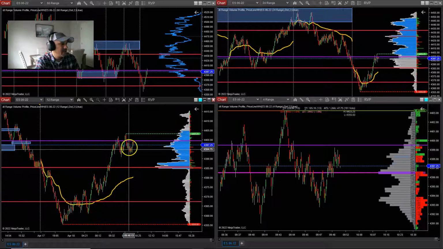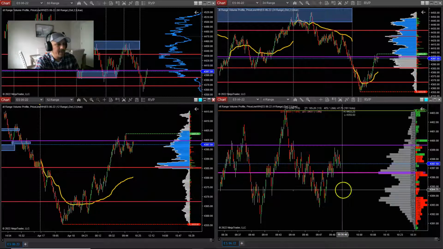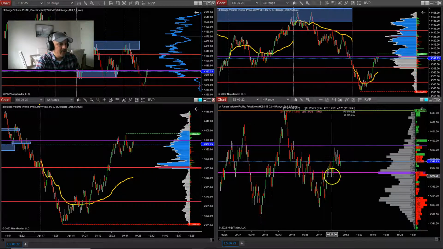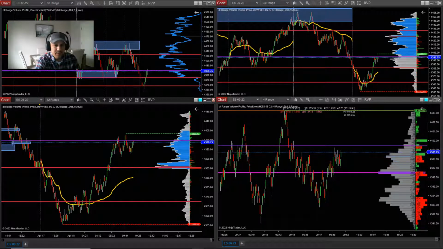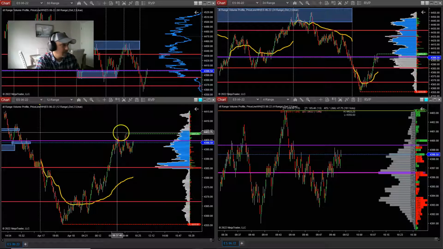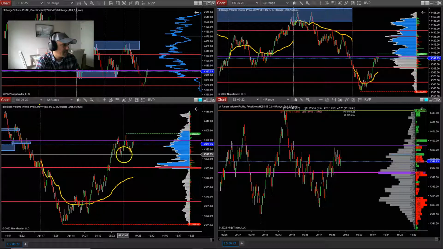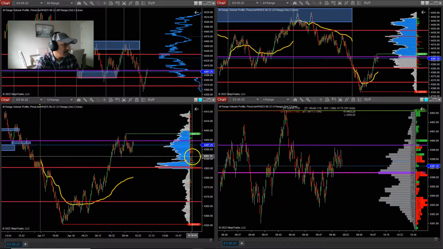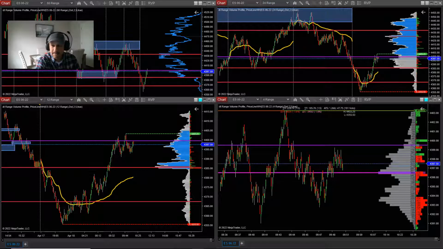So I should have waited. I bought here and should have bought here. So price pulled back on me. But be careful trading around here, all right? Because we're at the VPOC. I didn't want to see price break below this area right here at 91. I bought way too early on that trade.